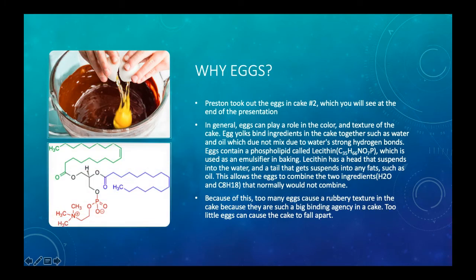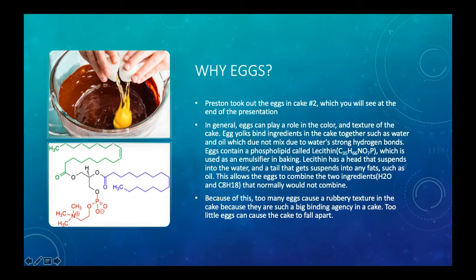Preston took out the eggs in cake number 2, which you will now see at the end of the presentation. In general, eggs can play a major role in the color and texture of the cake. Egg yolks bind ingredients in the cake together, such as water and oil, which do not mix due to the water's strong hydrogen bonds. Eggs contain a phospholipid called lecithin, which is used as an emulsifier in baking. Lecithin has a head that suspends into the water and a tail that gets suspended into any fats, such as oil. This allows the eggs to combine the two ingredients that normally would not combine.